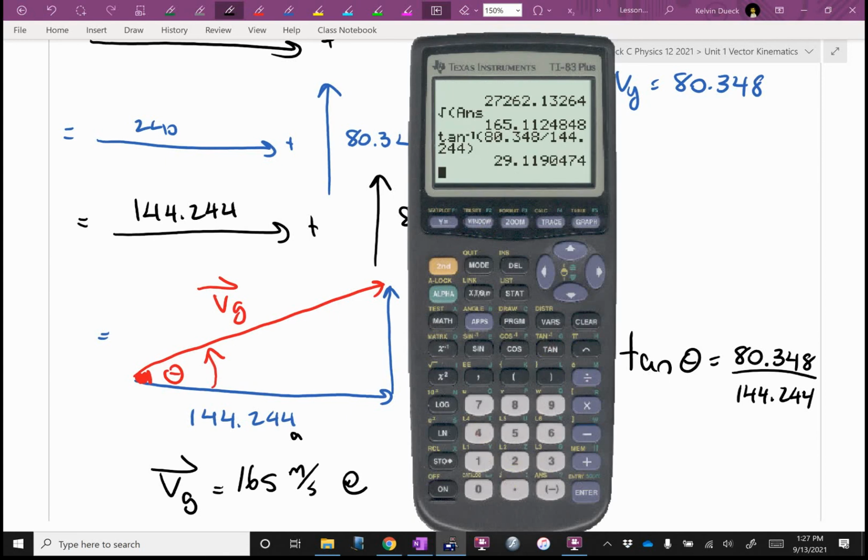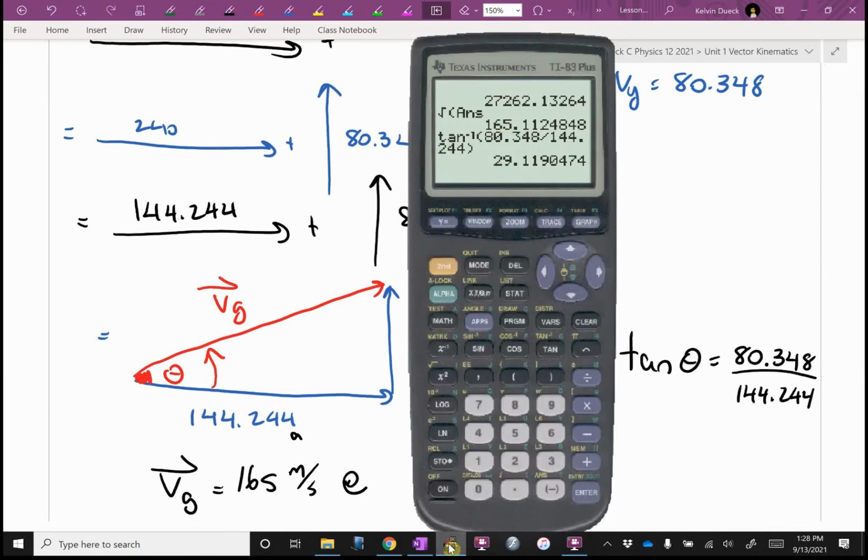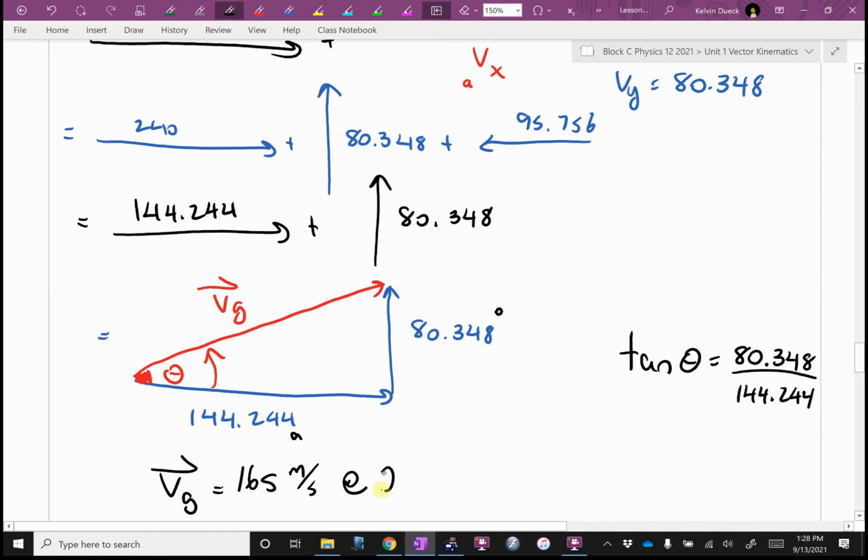My apologies, staff. Just give me 1 second here. What'd you get for theta? 29 degrees? North of south, east of west, what of what?